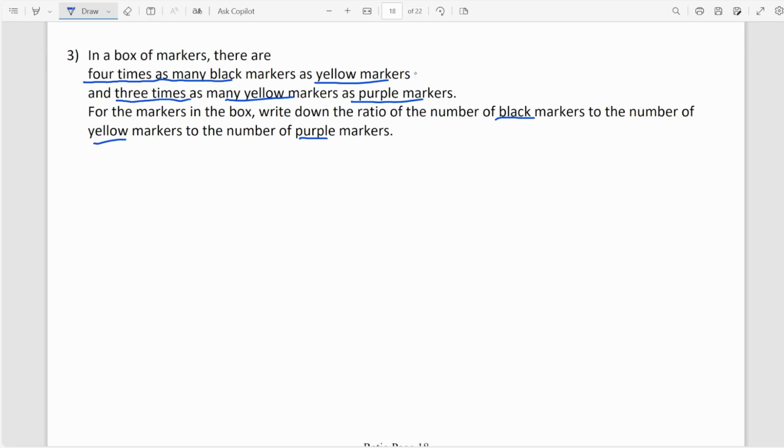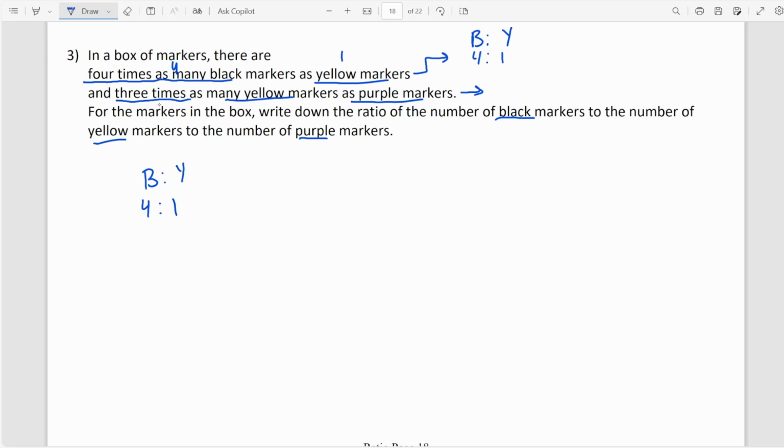Now, what we need to do over here is express those sentences as ratios, okay? So we have a ratio here between the black markers and the yellow. And what it says is that 4 times as many black as yellow. So for every 1 yellow I have, I will have 4 black. So the ratio will be 4 to 1. Okay, and I'm going to go ahead and write this down over here.